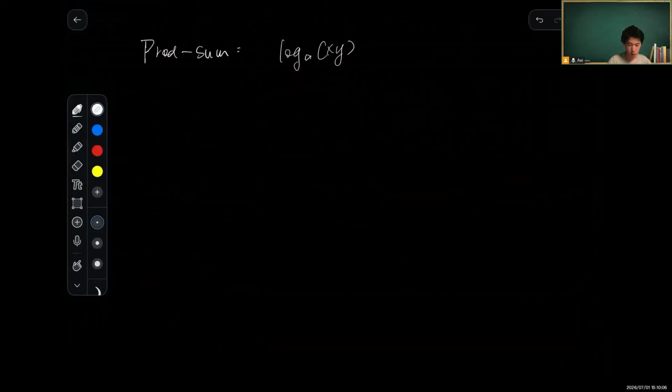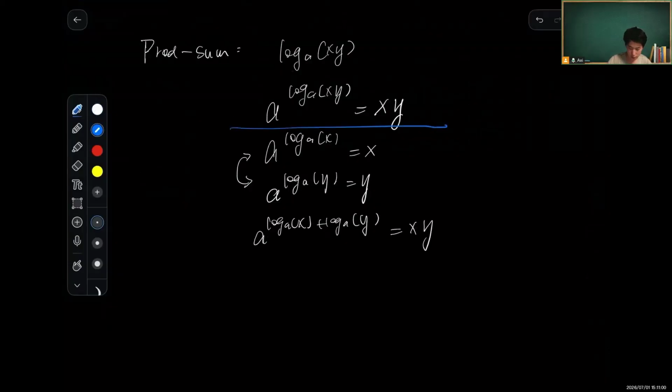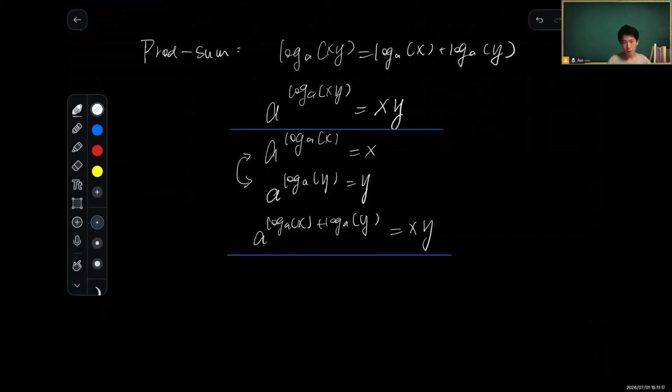We know by definition that a to the log base a of x times y is equal to x times y. And we also know a to the log base a of x is equal to x, and a to the log base a of y is equal to y. So if we multiply these two terms, we get a to the log base a of x plus log base a of y is equal to xy. So these two equations are in fact the same. This means log base a of x times y is equal to log base a of x plus log base a of y. This is a very useful identity.